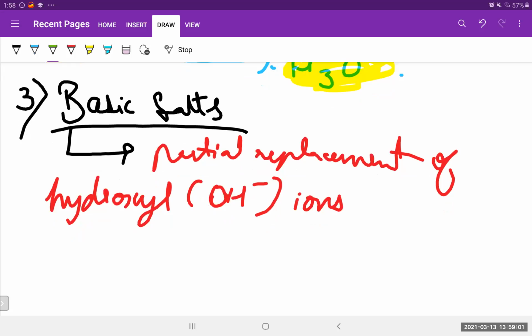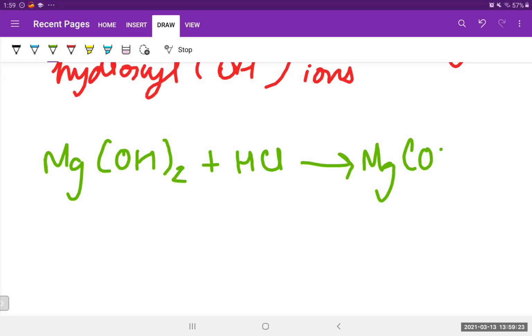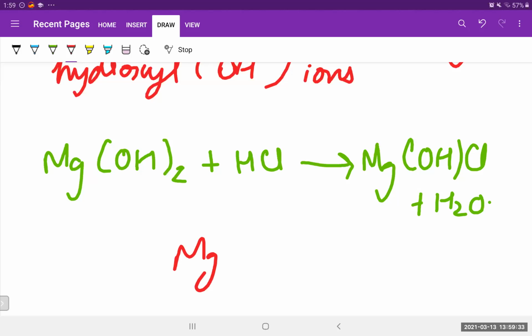If we take an example of Mg(OH)2, that is magnesium hydroxide, this is the hydroxyl we are talking about. Yes or no? So let's take this as example. When we react it with the acid HCl, that is hydrogen chloride, what will we get? We'll get MgOHCl plus H2O. What should we have got to get fully ionized? We should have got MgCl2 plus H2O, isn't it?